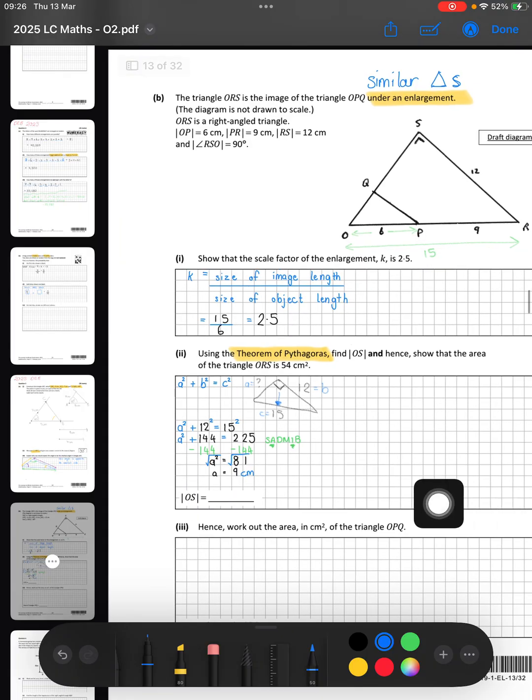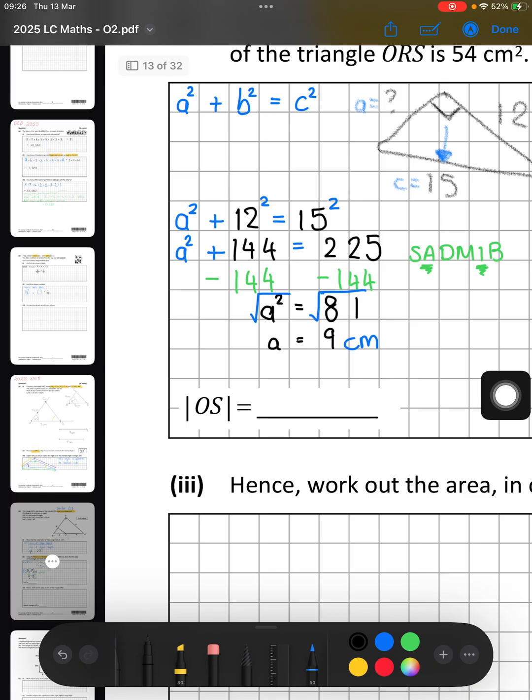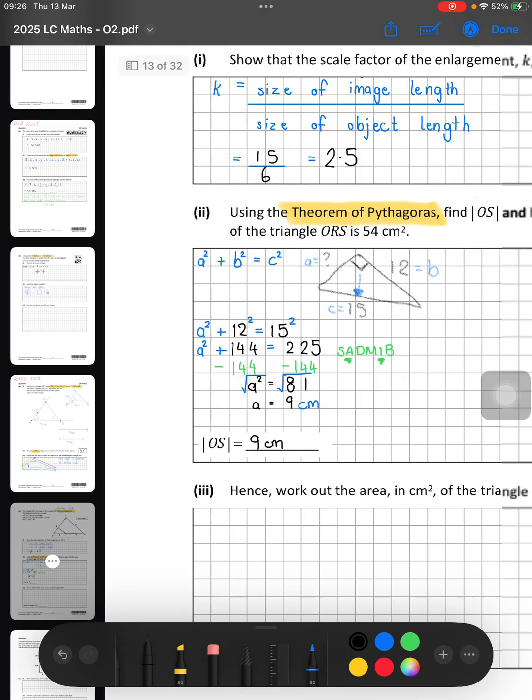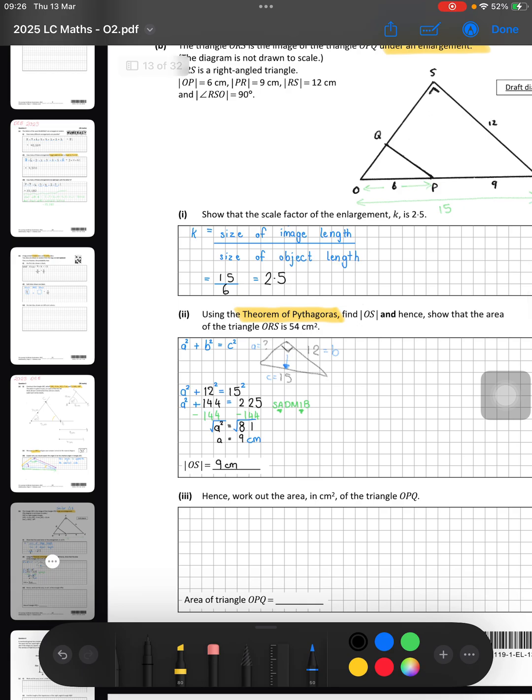Okay, so they ask for the length of OS here, so I'll just write it down again. It's 9 centimetres. Okay, so that's the first part done. And then they say, and hence show that the area of the triangle is 54 centimetres squared. So remember, them telling you that is them being nice so you have confidence in your answer when you get it. But you have to pretend you weren't given it.